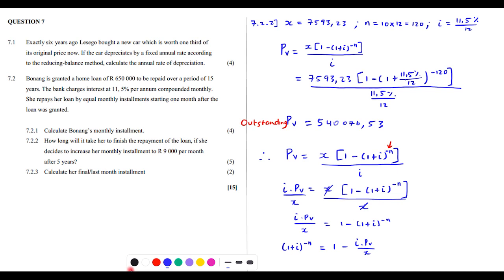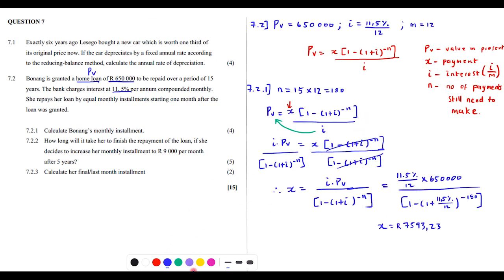Now the idea here is that whenever you're using the present value, you need to understand the significance of n, right? The significance of n is that it is the number of payments that you still need to make. So whenever you're substituting here, you should always ask yourself, all right, if I'm doing this, how many payments do I still need to make? And then you put in that number there, right?